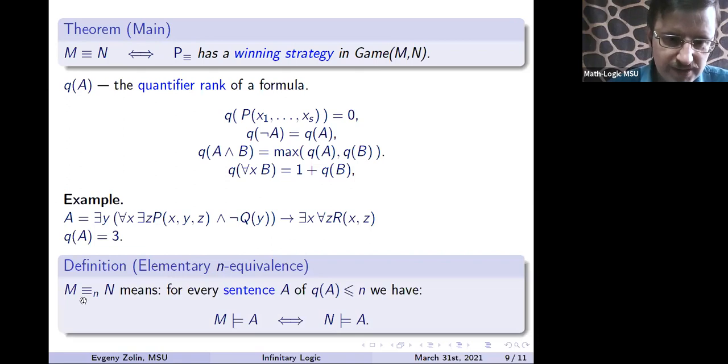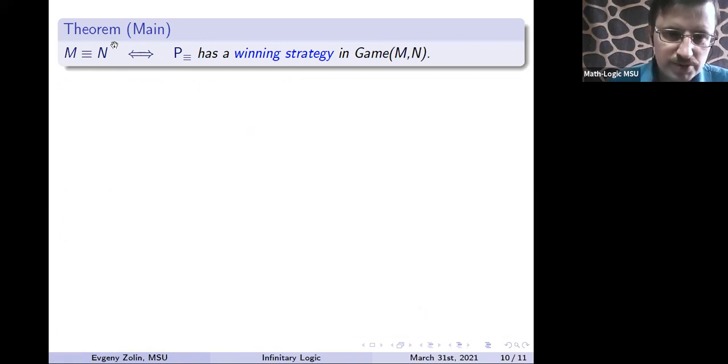Of course, we can define elementary equivalence, but only for sentences with quantifier depth at most n. So n-equivalence means that for any closed formula, any sentence of quantifier rank at most n, they are the same. Either both true or both false. So this was our first theorem.